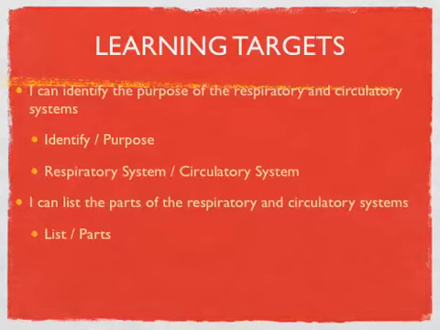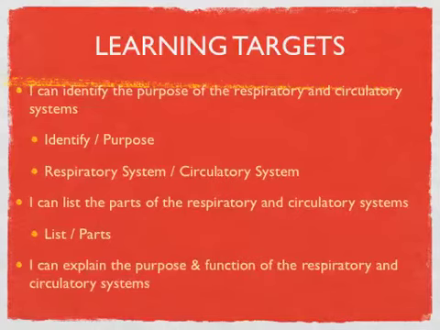You've already learned what the respiratory and circulatory systems are at this point. Your final learning target will be to explain the purpose and function of the respiratory and circulatory systems. In order to do this, you need to be able to explain using details and examples, and you also need to know what the function is. So how do these parts work together to fill a purpose?